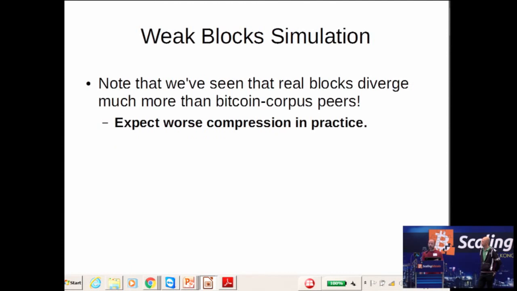So now, there are real limitations, and I really dislike the way I simulated this on the weak block corpus. In the corpus, because I'm pretending that the peers that we're talking about are actually generating the weak blocks, those peers are all very, very similar. In practice, in the corpus, the actual blocks are more different than the mempools of the peers, so we would expect worse compression than this in practice.